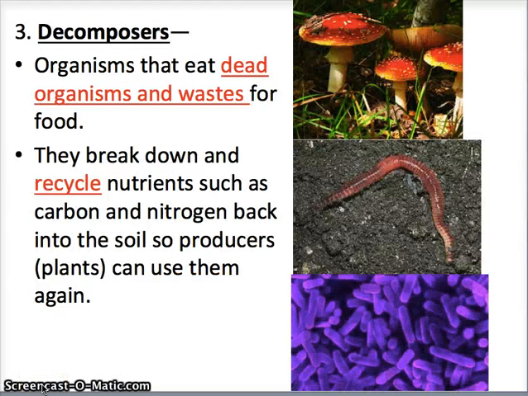Now, we have another type of living thing that's not a producer, not a consumer. They're called decomposers. These are living things that eat things that are dead or wastes from animals for food. Now, you might think that's really gross, but they actually are one of the most important parts of an ecosystem, because if we didn't have these decomposers, our ecosystems would be filled with dead things and wastes, and they would just be lying there forever, which would not be very pretty.